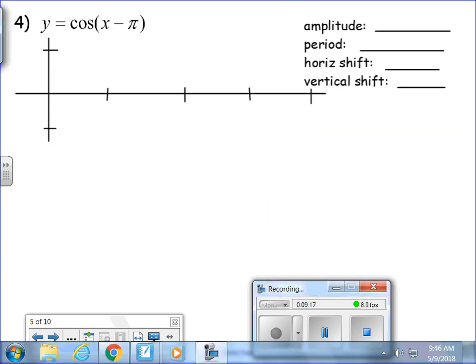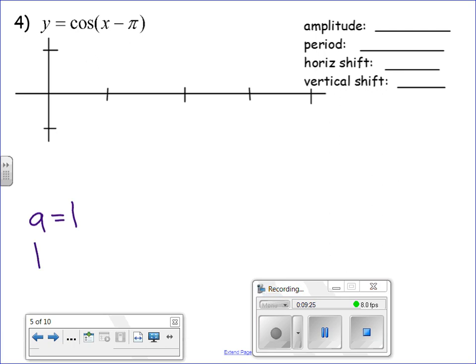Oh, yay, we're at a cosine graph again. It looks like we're going to be translating now. Ooh. One ticket if you can tell me A and B. Sam? A is 1 and B is also 1. Yeah, it's a little tricky.